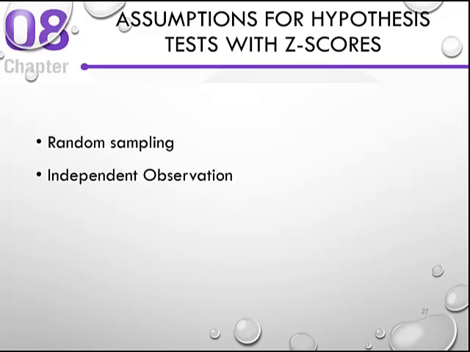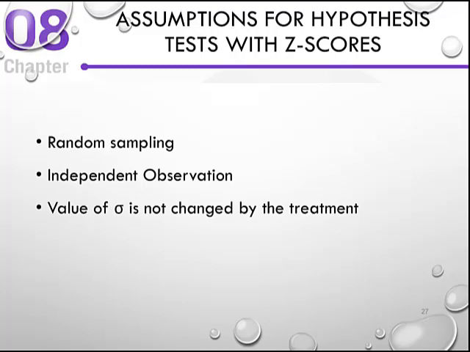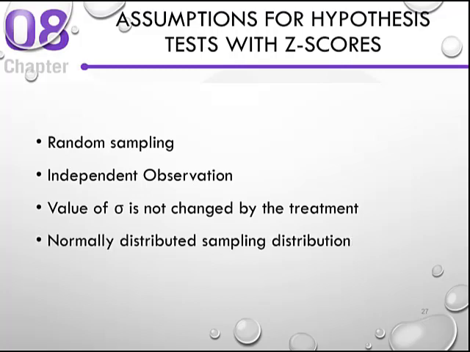So it doesn't matter if we had 50 tails in a row already. That doesn't mean that our probability got larger to actually get a head on the next one, right? It's still going to be a 50-50 chance. The value of the standard deviation is not changed by the treatment. And then also, we have to have a normally distributed sampling distribution.